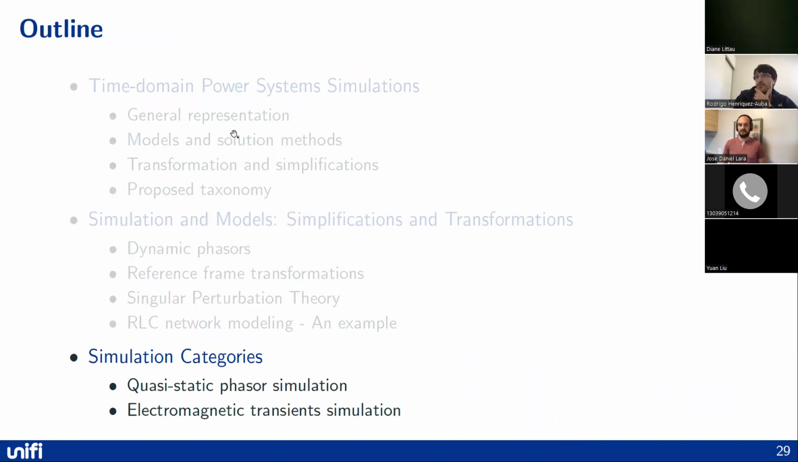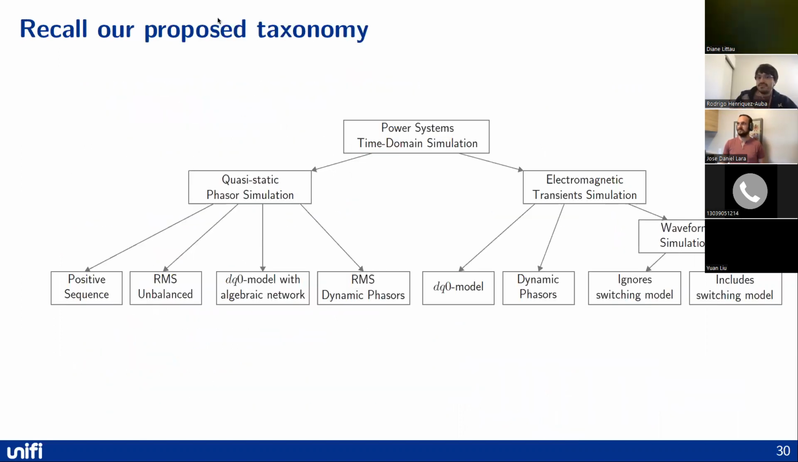And to conclude the presentation, I'll go into more detail on the proposed classification here. Just recall that we have this partition between quasi-static phasor and electromagnetic phasor, and the main characteristic of the quasi-static phasor is that we have the network as an algebraic representation.